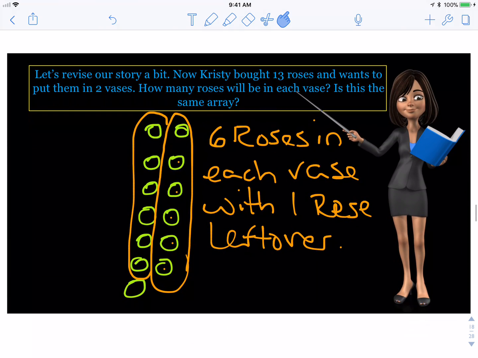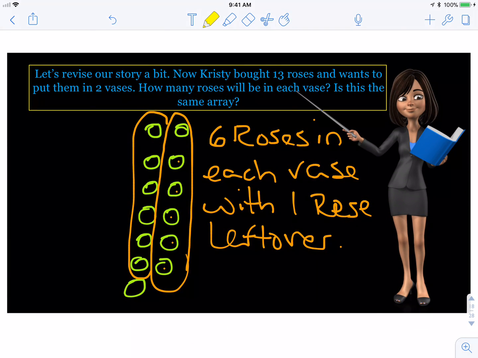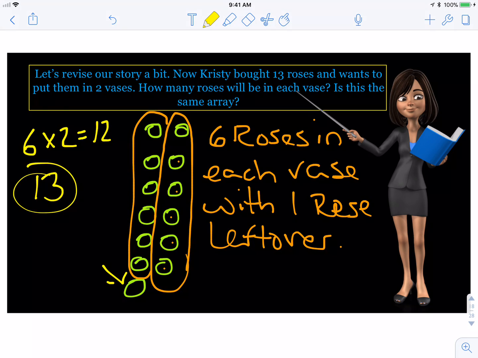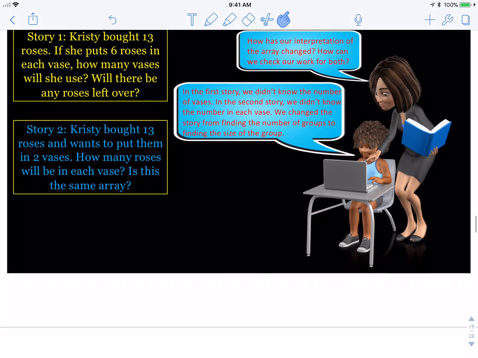Let's check this one. We have 6 roses, so 6 in each vase, so 2 vases equals 12. I'm supposed to get 13. What am I missing? I didn't add the remainder yet. So 12 plus 1 is 13. I got the dividend again. That means my answer is correct.